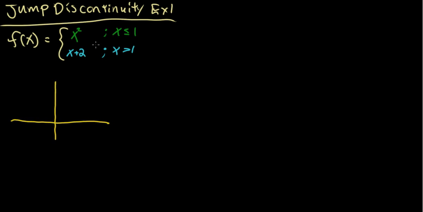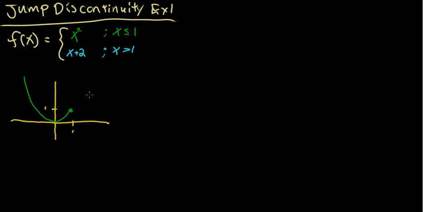So anytime x is less than or equal to 1, put 1 right here. It's going to follow the y equals x squared graph, which I think most of you are familiar with. Looks like this, until we get to that point, and then we stop.